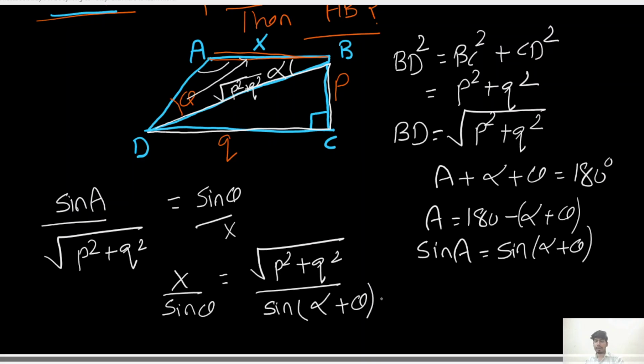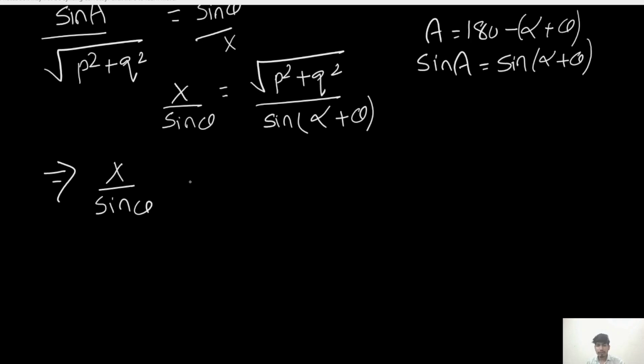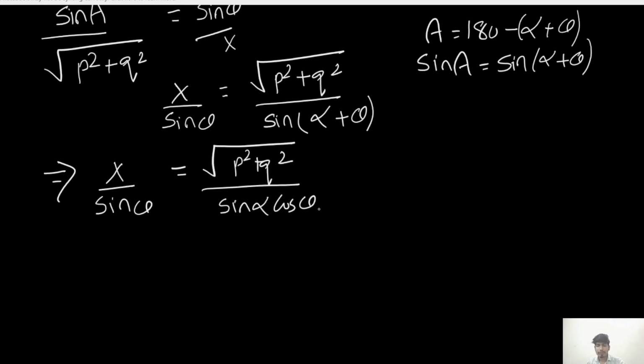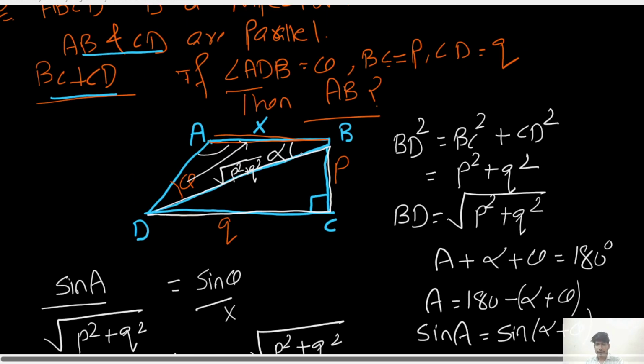Then we put here sine A is sine of alpha plus theta, and expand this formula. What do we get if we expand this? X upon sine theta under the root of P square plus Q square, and this is sine alpha cos theta plus cos alpha sine theta.